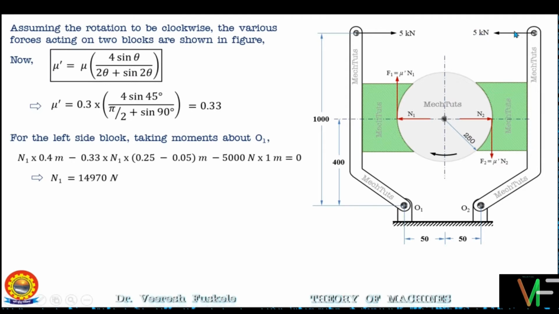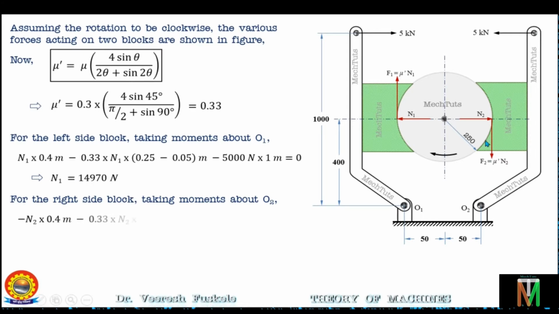Next, this 5 kN will be rotating the lever in the anti-clockwise direction about this fulcrum point O2. So that moment will be positive and the magnitude will be 5 kilonewton into this distance. This is nothing but 1 meter. So the moment equation can be written as, for the right side of the block we have to take moments about O2 and the moment equation is minus N2 into 0.4 and minus F2 into 0.25 minus 0.05 meter and plus 5000 into 1. So these two are clockwise and this is anti-clockwise. So from here we can calculate the value of N2, which is nothing but 10730 Newton. So we have obtained the values of N1 and N2.